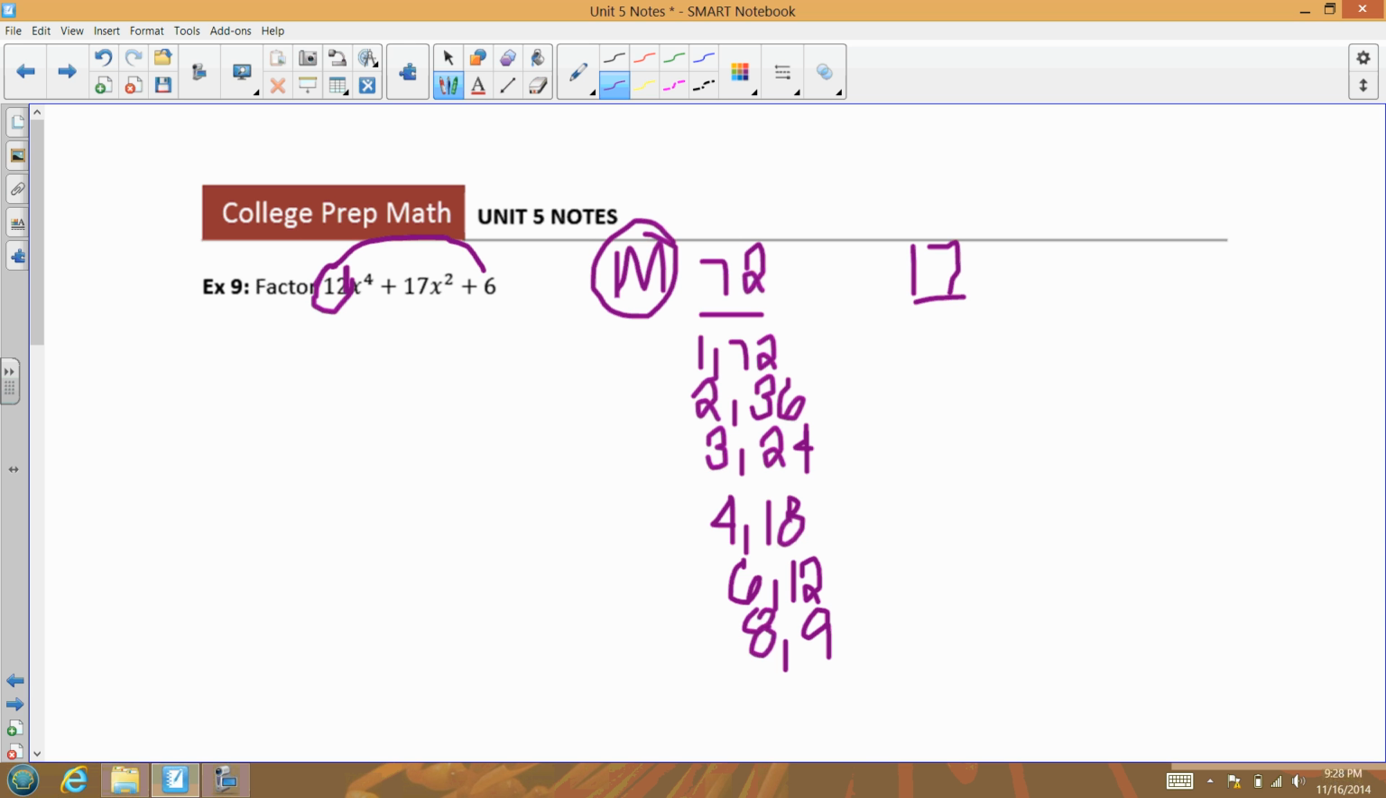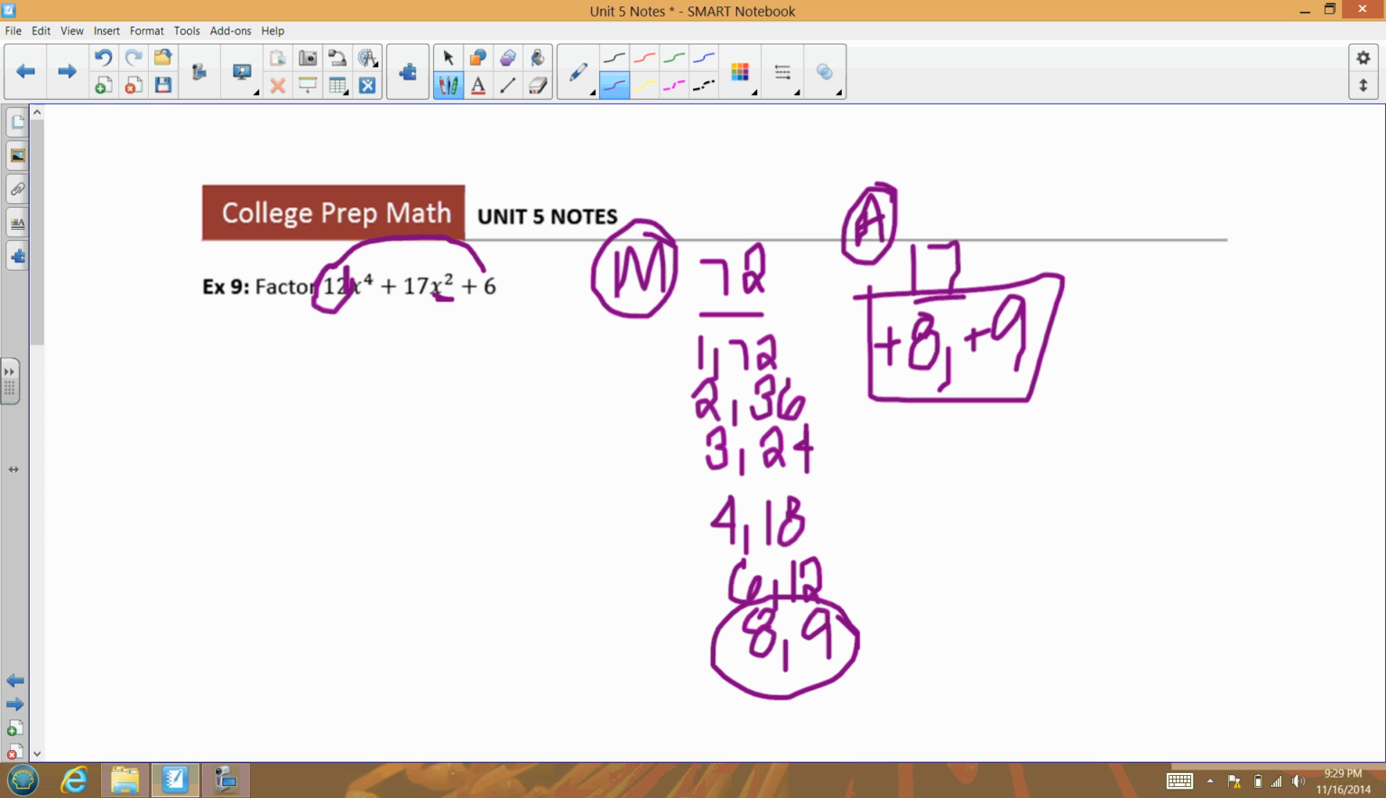And they need to add to 17. So again, I'm looking at the numbers in the same way. Multiply to 72, add to 17. The only difference is when I write my expressions, I'm going to have an x squared in the front of both terms because really what goes in the front of each piece is the square root of that leading coefficient. So adding to 17, the only numbers that are going to work for that are going to be 8 and 9. It's going to be plus 8 and plus 9.